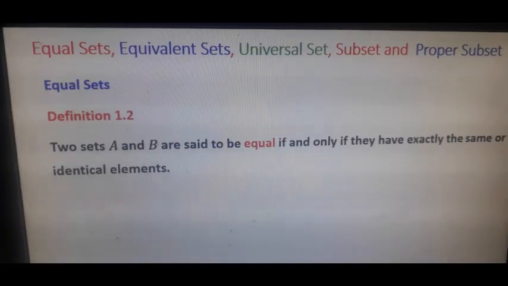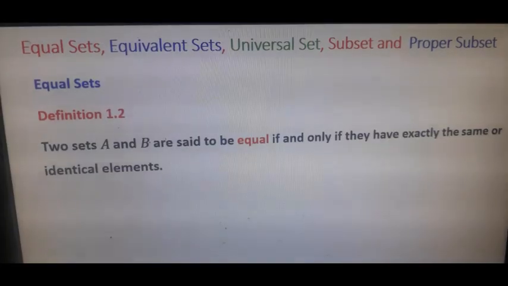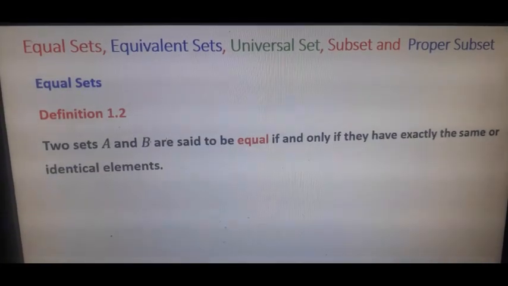Sets A and B are said to be equal if and only if they have exactly the same or identical elements.